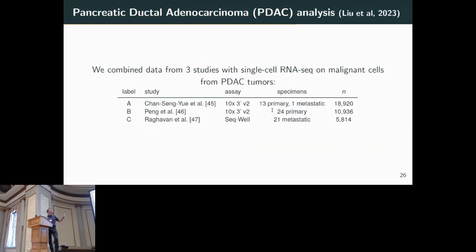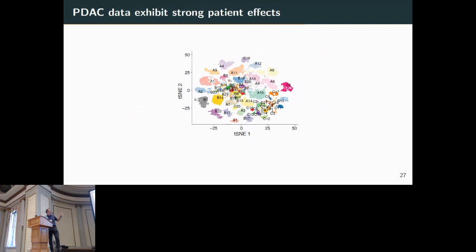Maybe I'll briefly say we combined data from 3 different studies, so there might be some batch effects here. We'll talk about that later. This is a t-SNE of the data colored by patient, and the A, B, and C denote the different studies. This is what I mean: in a t-SNE, you basically see the cells clustering by patient, and that's the main structure. That's not wrong. It is an important feature of the data, but it's not all of the features of the data.